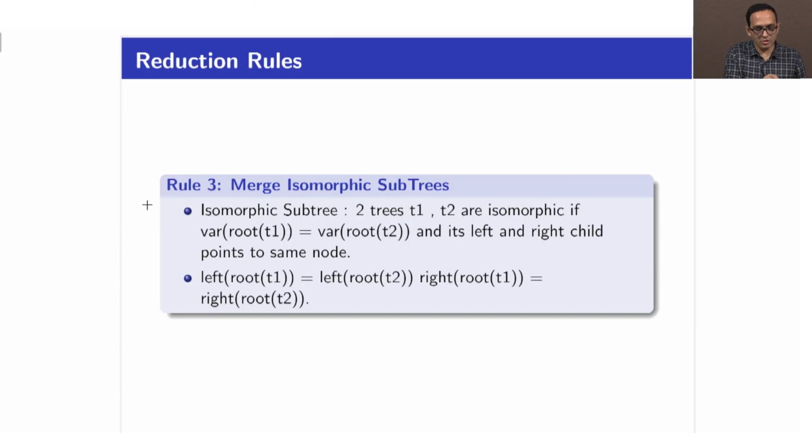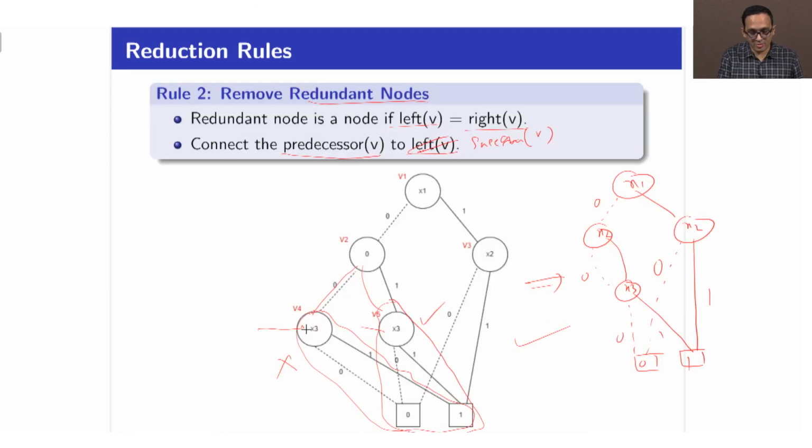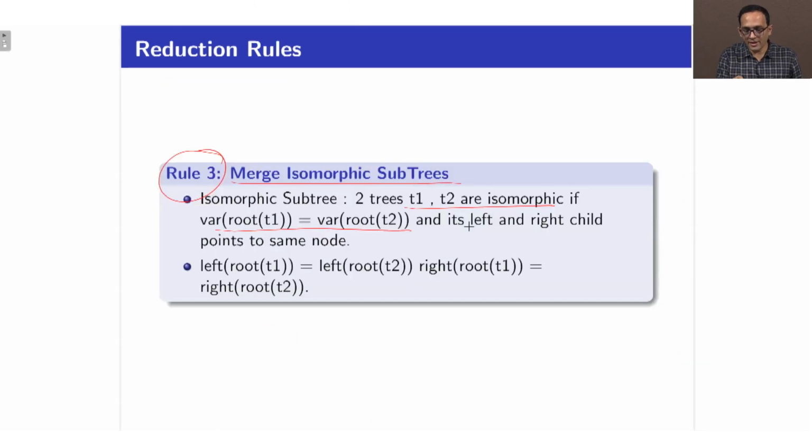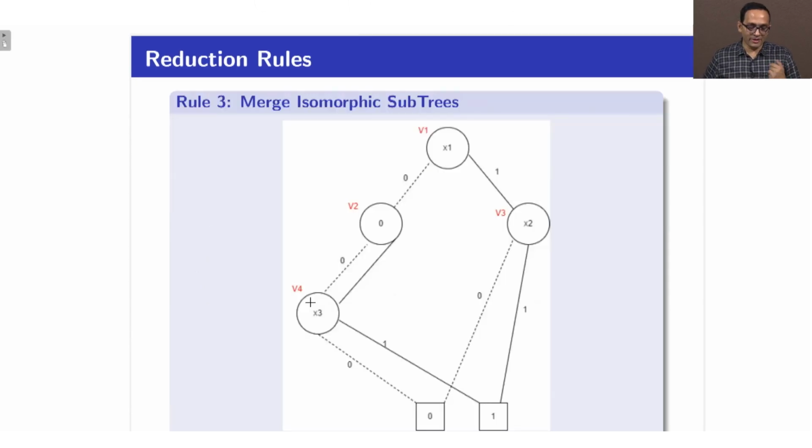This is rule 3, merge isomorphic subtrees. How do I define two trees T1 and T2 as isomorphic? If their root nodes have the same variable. You remember this must be x3, it should not be x3 and x2. They have the same root node, and the left and right children point to the same nodes, right. Basically, the left of the root node of T1 and the left of the root node of T2 are the same, and the right of the root node of T1 and the right of the root node of T2 are the same. Exactly the same thing I have shown there. In this case, I will remove one of them and make the connections.